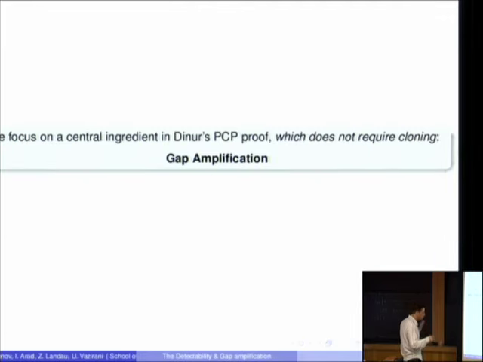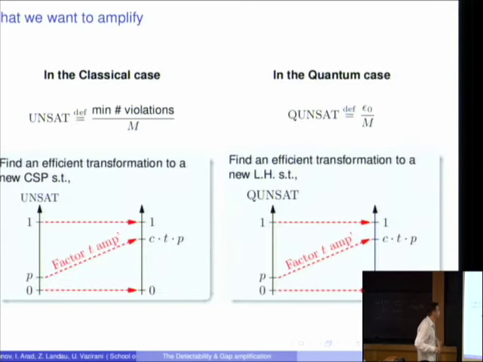Okay. So what we do in this talk is to focus on one central ingredient of the PCP proof, specifically of Dinur's proof, that does not require cloning, and I'm talking about gap amplification, or in some weaker form of it that I will present shortly. What is it that I want to amplify? In the classical case, what we want to amplify is the unsatisfiability of a constraint satisfaction problem. This is just the minimal number of violations that we can achieve in the system divided by M, the total number of constraints. So it is just the probability to pick up a violated constraint.